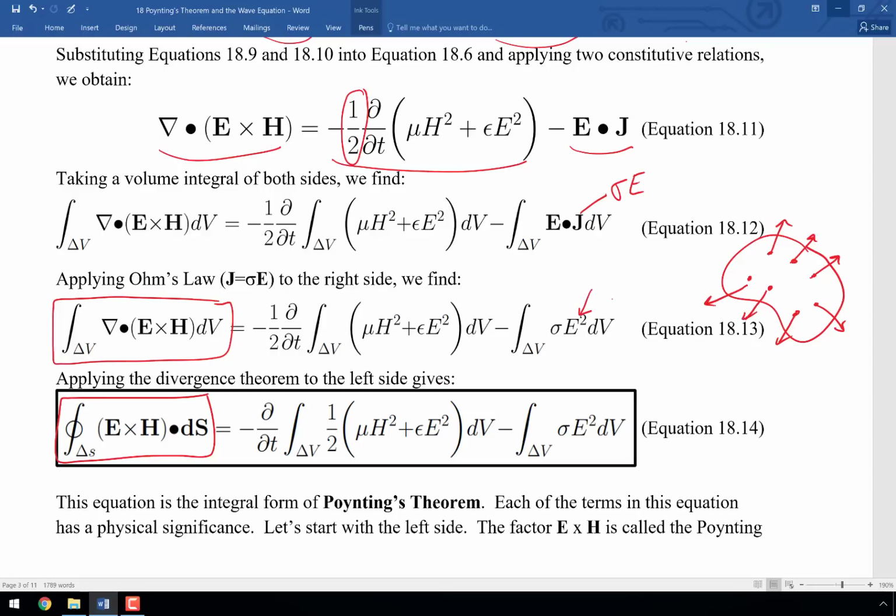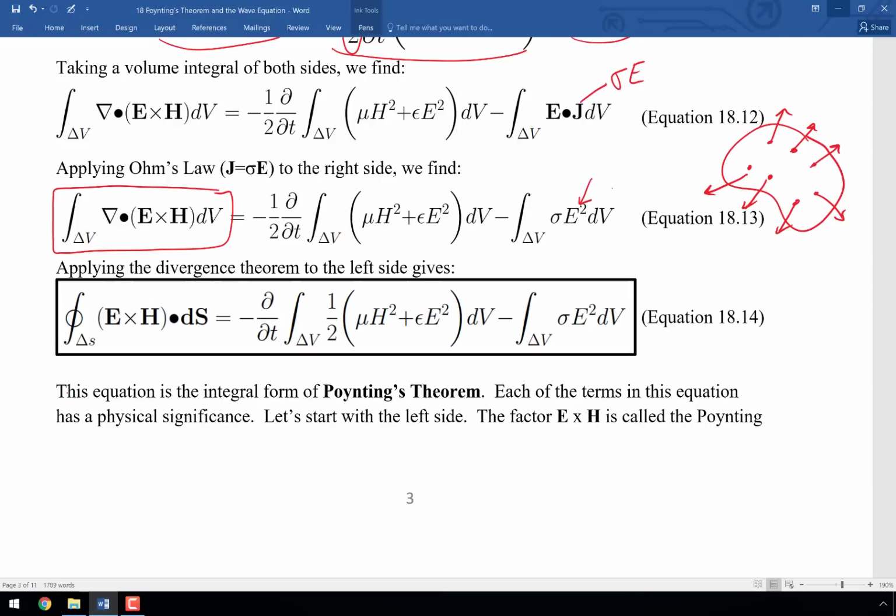We introduced that last chapter. So we now have the final form of Poynting's theorem. It may not be helpful. You may say, I don't really understand what's going on here. But let's take some time and look at these three terms. Each of these terms has a very physical significance.